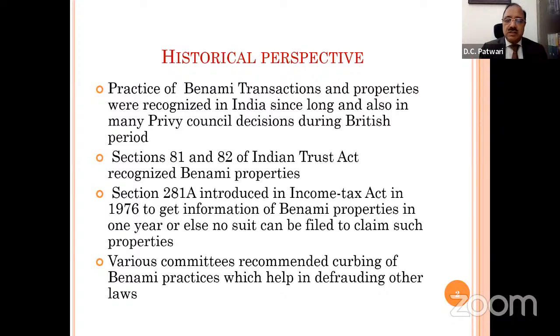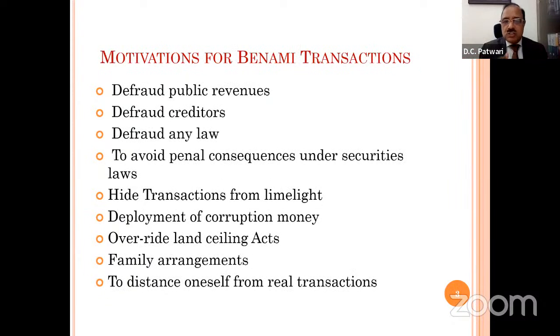Then various committees were there later on which recommended curbing of Benami practices, which are basically used to defraud other laws. So what are the motivations for Benami transactions? Obviously, no transaction can be done without any motivation. So first and foremost motivation is to defraud public revenues, be it income tax, GST or any other tax laws, or stamp duties and other revenues. To avoid that, the transactions are done in Benami names.